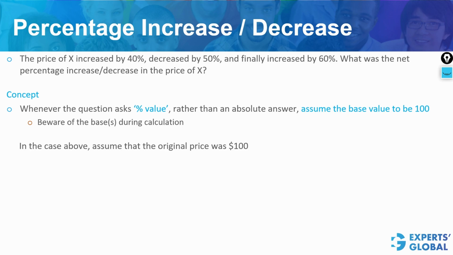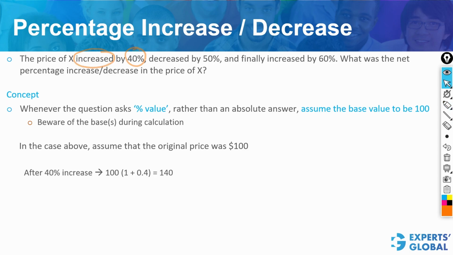So in the question here, we assume that the original price was $100. First, there is a 40% increase. So after the 40% increase, the price of $100 becomes $140. Next, there is a 50% decrease. However, this 50% decrease is on a base of 140 now. Therefore, after the 50% decrease, the value becomes 70.